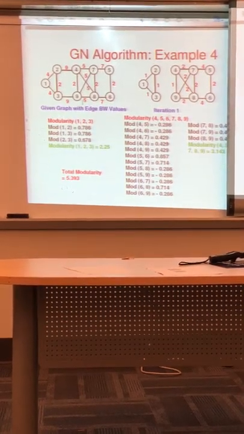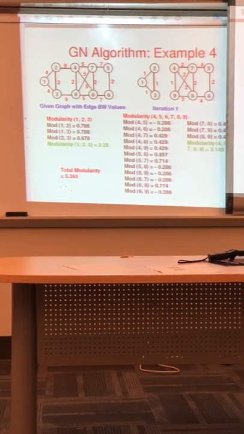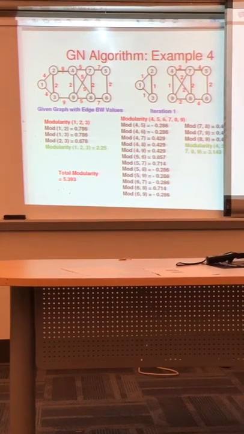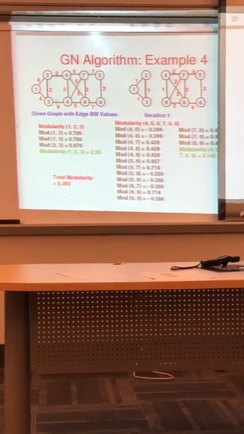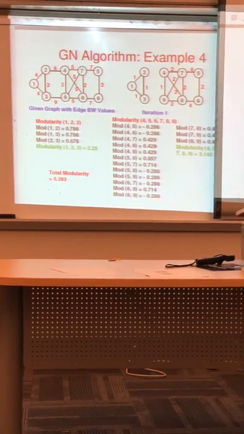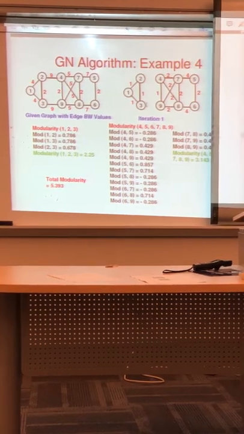Okay. So what is the procedure? Once you find the edge betweenness, we remove the edges with the largest betweenness. So the largest betweenness is 9. So we remove these two edges, 2, 4, and 3, 9. So that will partition the graph into two clusters or communities.